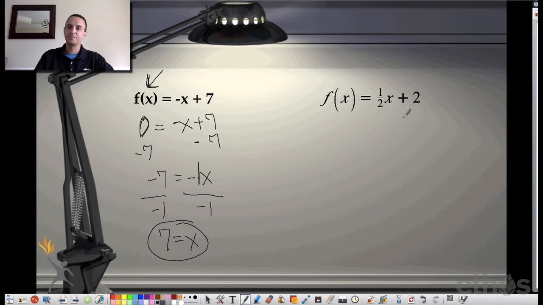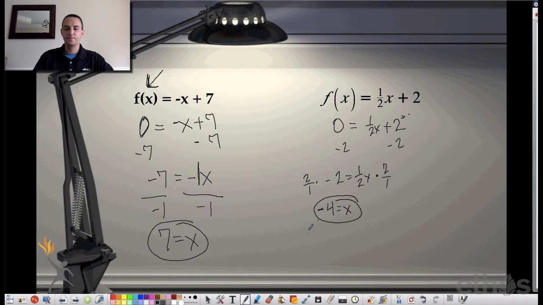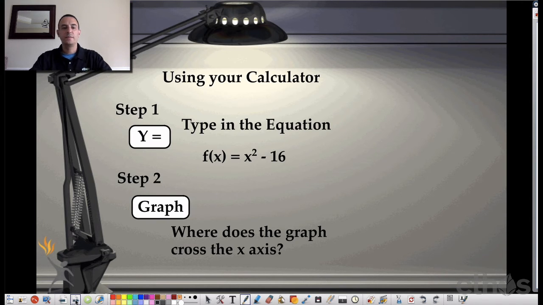Now over here we've got a fraction. Doesn't change the way we do our problem. We're going to set it equal to 0: 1 half x plus 2. We're going to subtract 2 from both sides. So I get negative 2 is equal to 1 half of x. Use my reciprocal to solve the problem. So I get negative 4 is equal to x in this case. All right. So that gives us those two problems. Now the last one is using your calculator. This really allows you to use that TI-84 Plus or whatever you have.